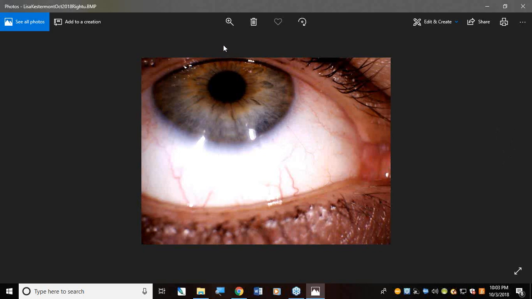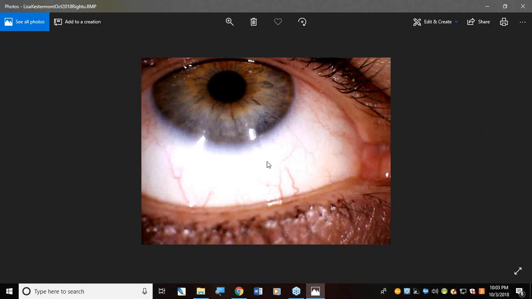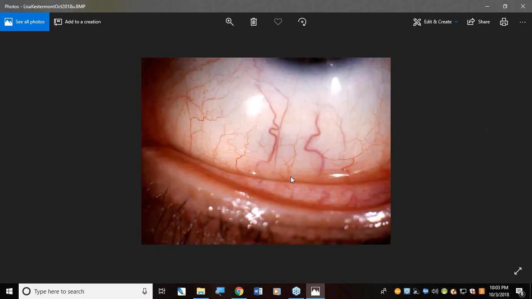Have them looking straight up. Pull the eyelid down. That one wasn't good enough, so I took a second one. So I got clean down into the muscle.